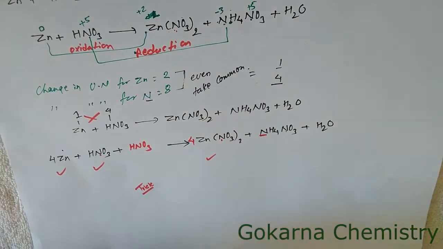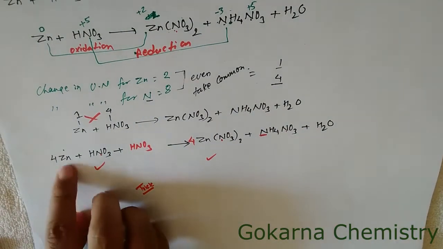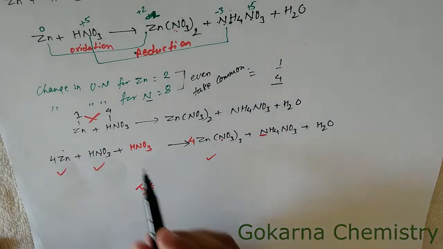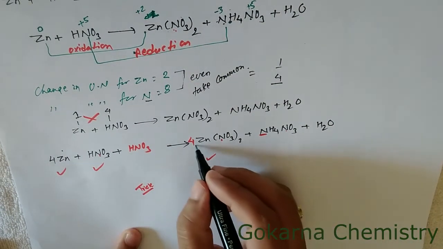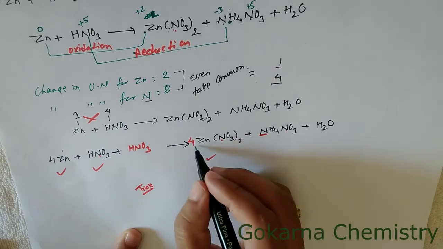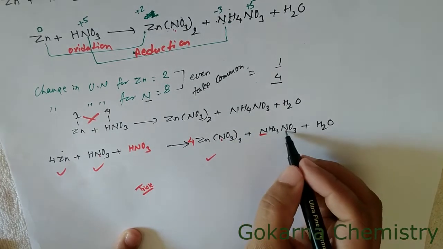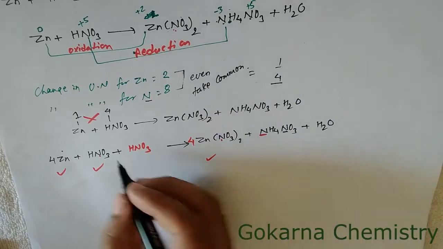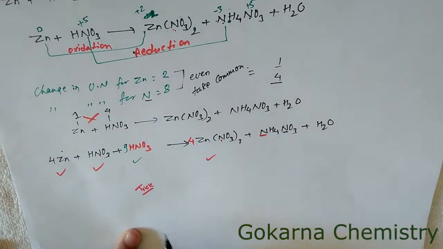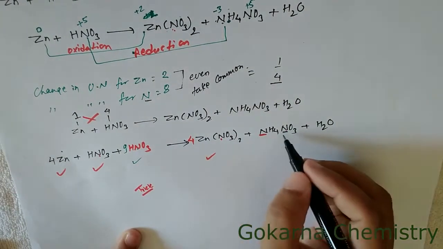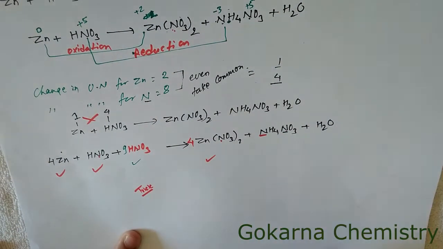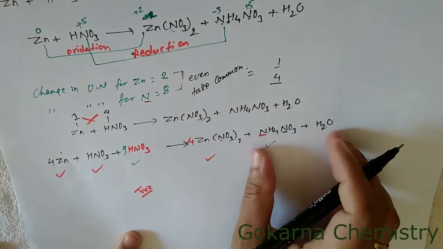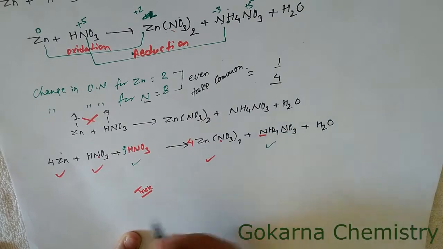Now, after balancing zinc and nitrogen, we have to balance this nitrogen. This nitrogen is 4 times 2 is 8, and here is one nitrogen, so total nitrogen is 9. So this is also balanced. Zinc and nitrogen are totally balanced, so we do not change this also. After balancing this, we have to balance hydrogen and oxygen.